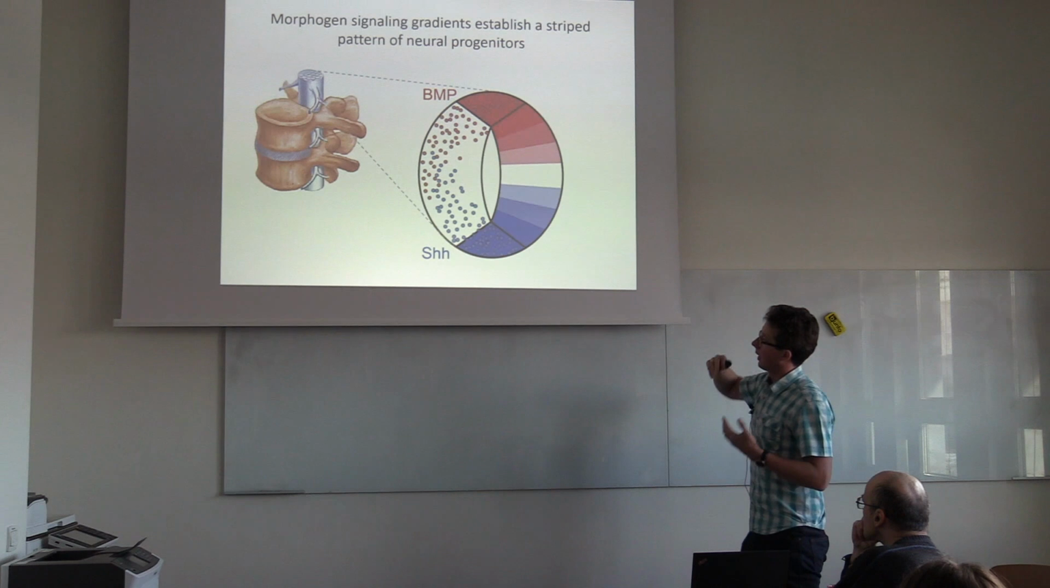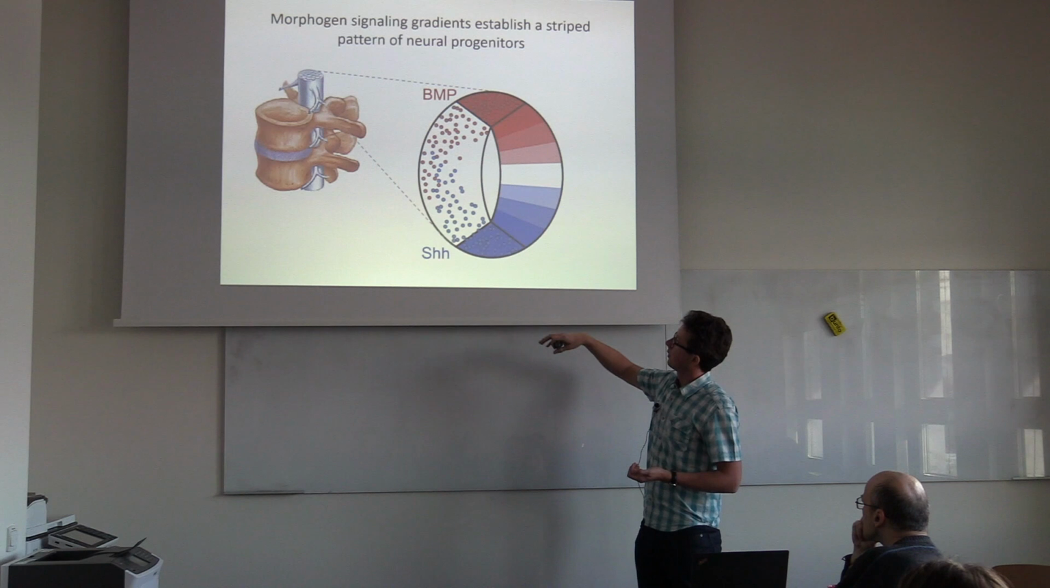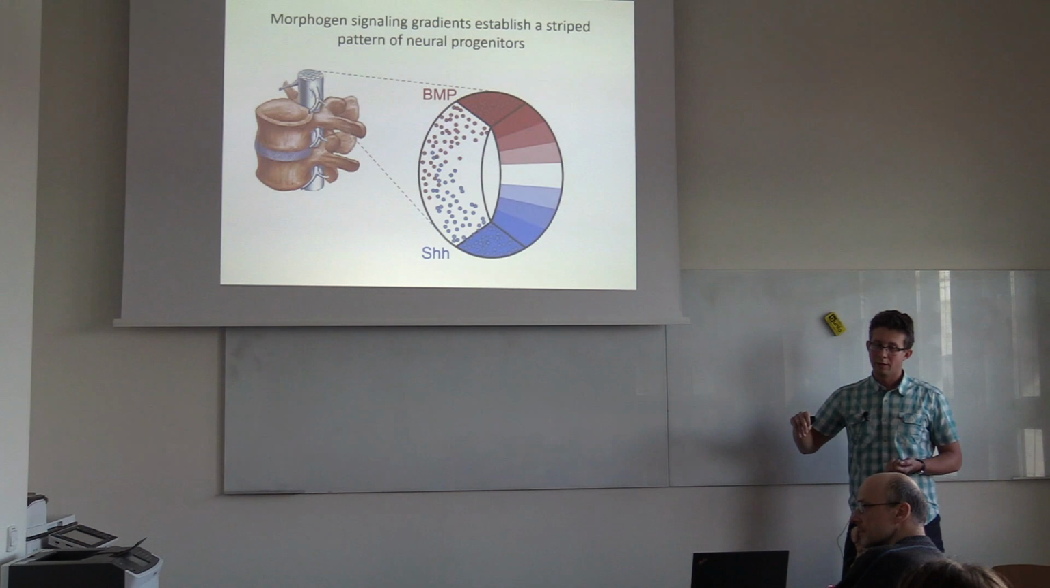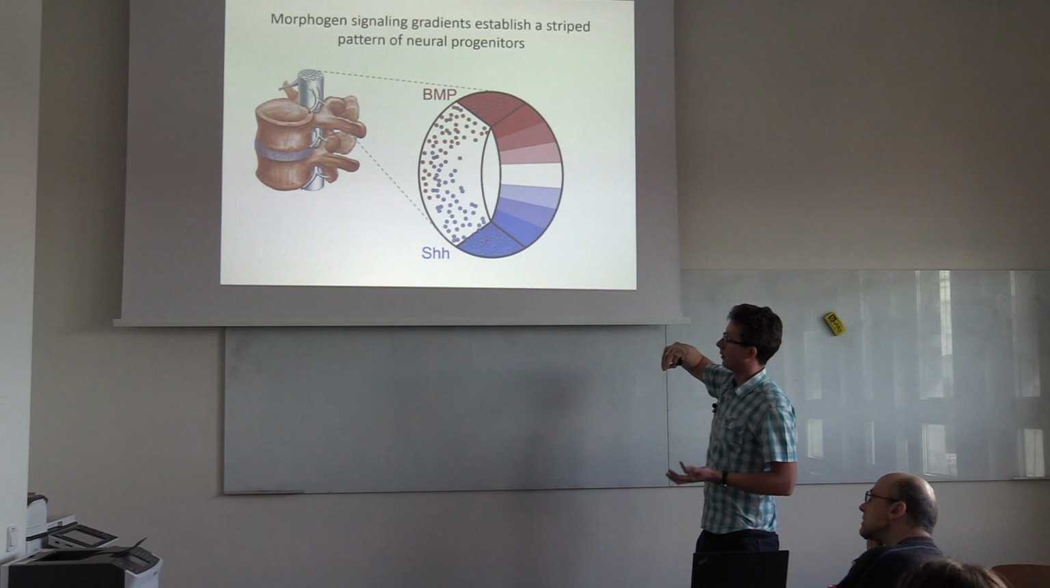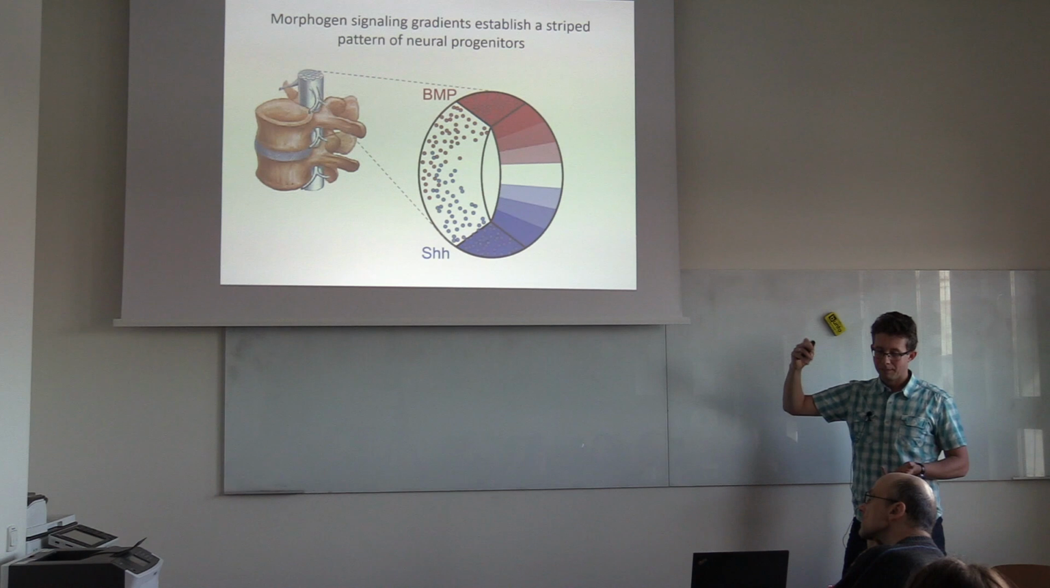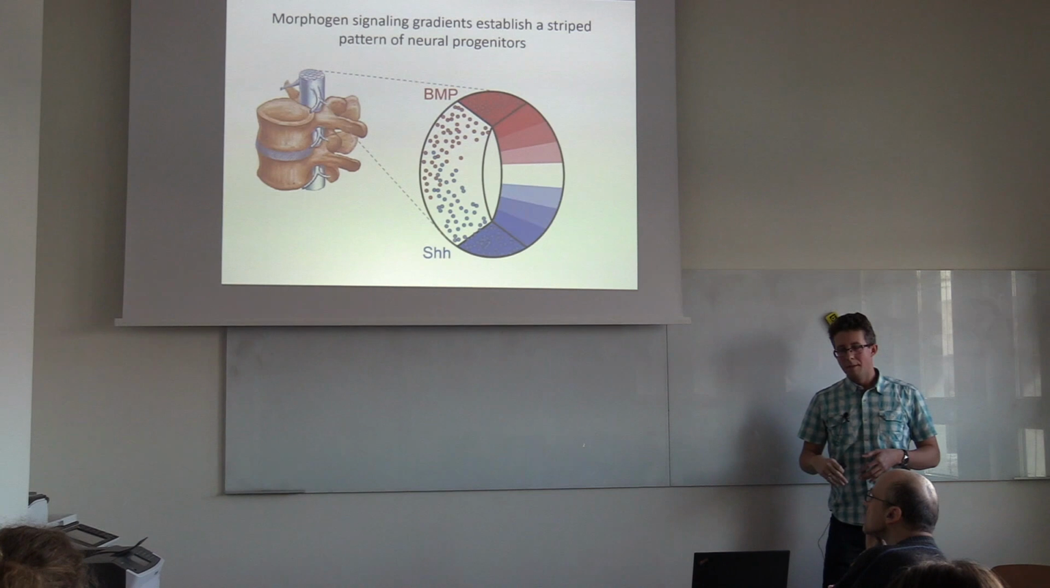And what is important, there are two morphogens. One, Sonic Hedgehog, produced at the ventral side. Ventral means the belly side. And then on the opposite side of this tube, there is BMP, bone morphogenic protein, that is produced on the dorsal side. And those morphogens spread across the tissue. They form a gradient of concentration.